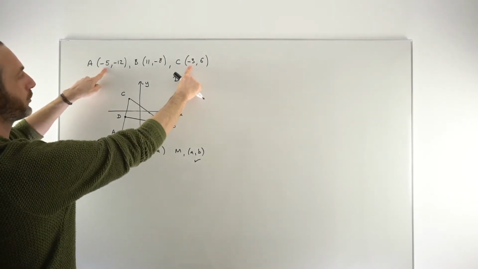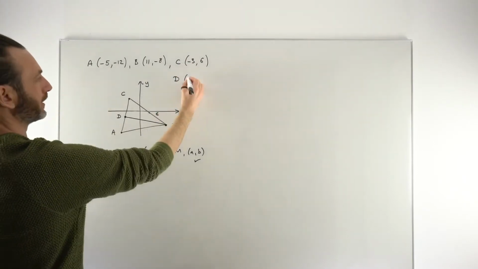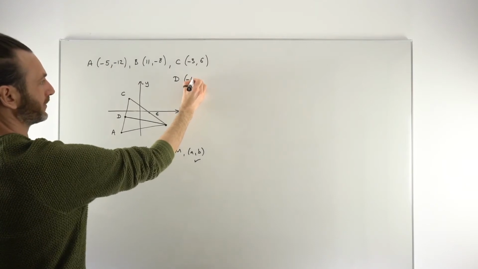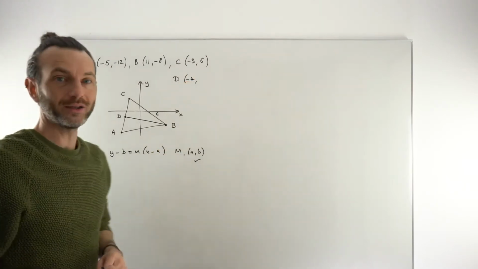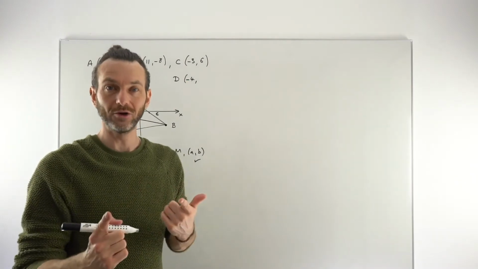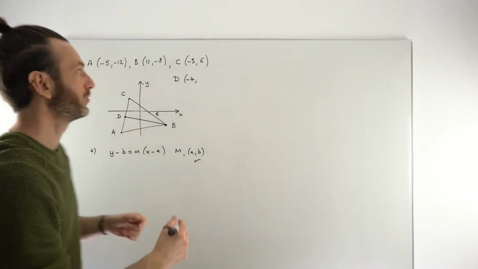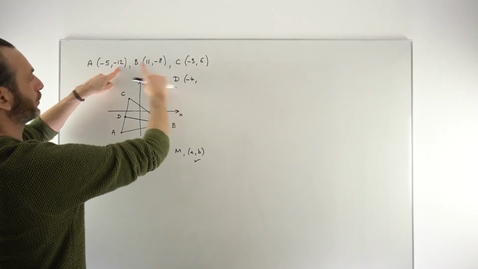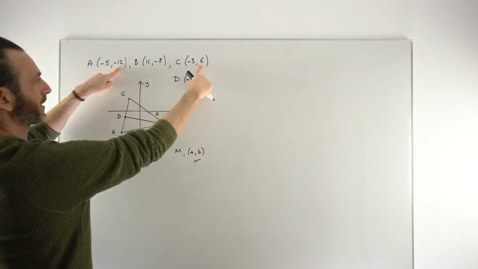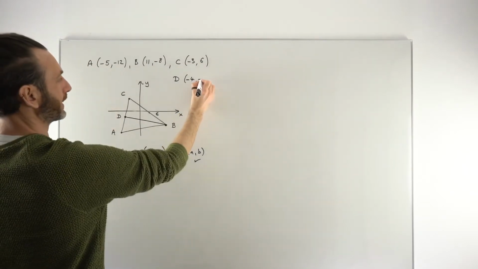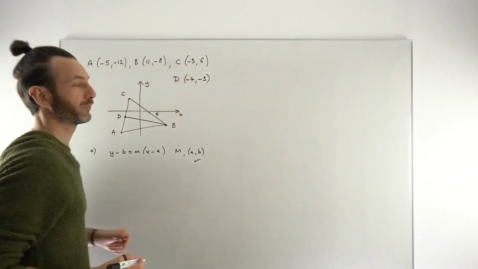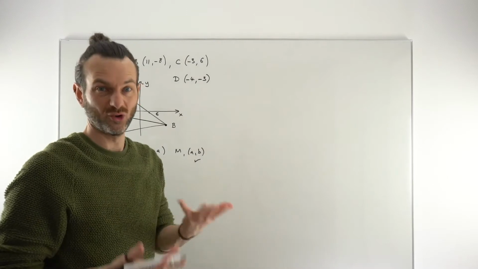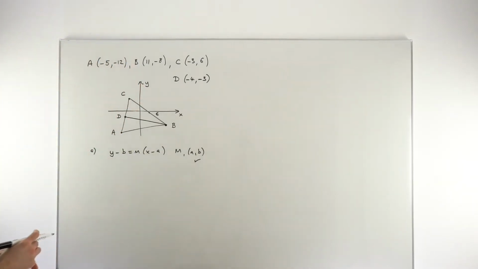You can just look, for example, at the x-coordinates and realize that between -5 and -3 is -4, or you can use the midpoint formula, adding those together to make -8 and then dividing by 2. Maybe for the y-coordinate that's easier: add these together, -12 plus 6 would be -6. Divide that by 2 and you'll get -3. So either using the midpoint formula or just doing it intuitively, that gives us point D.